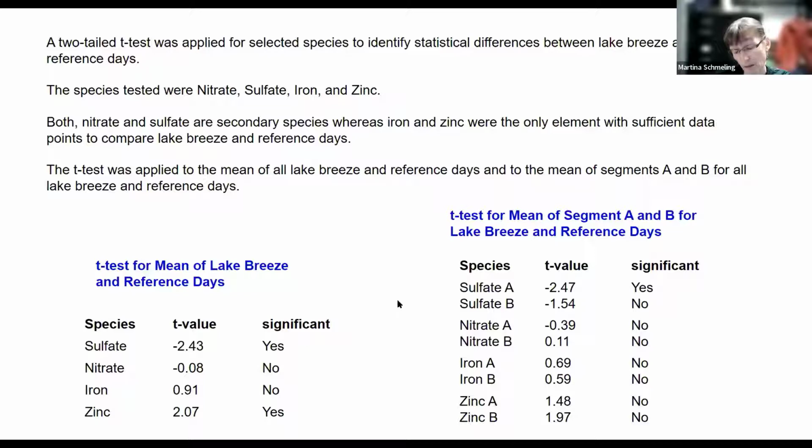If we now take the segments, it is a little bit different because there's only a significance for sulfate for segment A. So it was only found that for segment A, there was a difference between a lake breeze and a reference day. For all the other data points, it was not statistically significant to actually distinguish the data points between a lake breeze and a reference day.